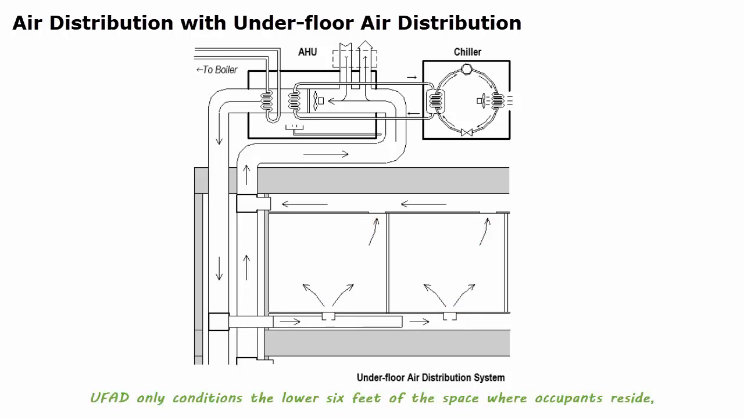UFAD only conditions the lower 6 feet of the space where occupants reside, thus having the potential to reduce the chiller and fan energy consumption. Wires, cables, and piping can also be accommodated in the floor plenum. These features provide great flexibility in future renovations. The main disadvantages of UFAD are higher initial cost and lack of familiarity in the building industry.